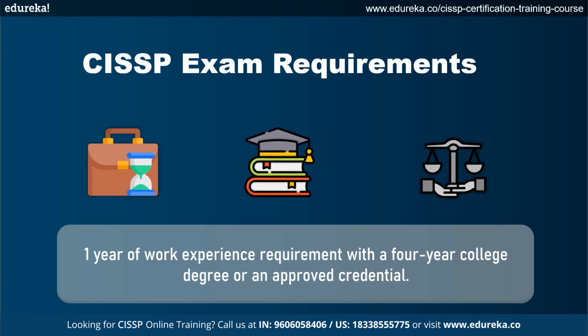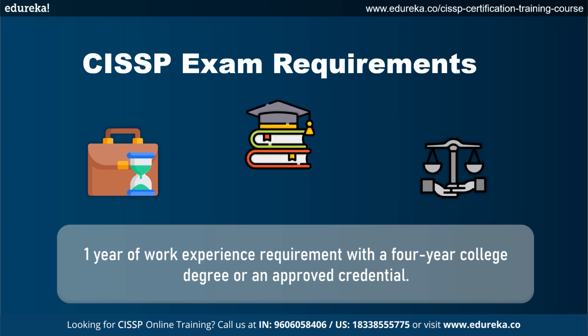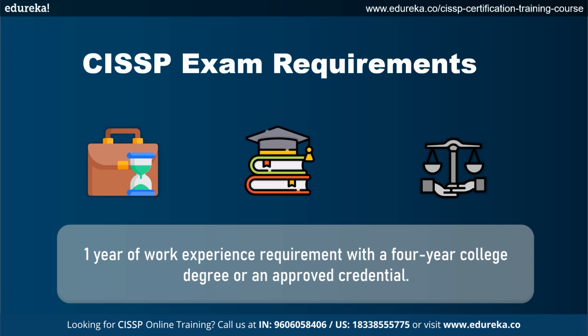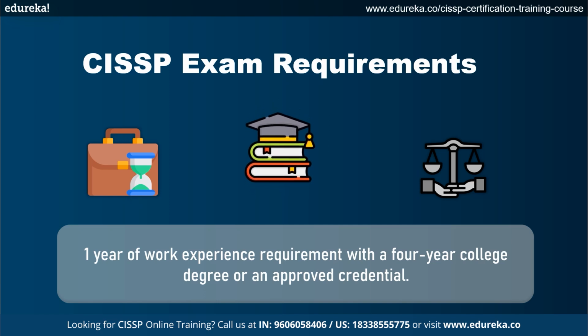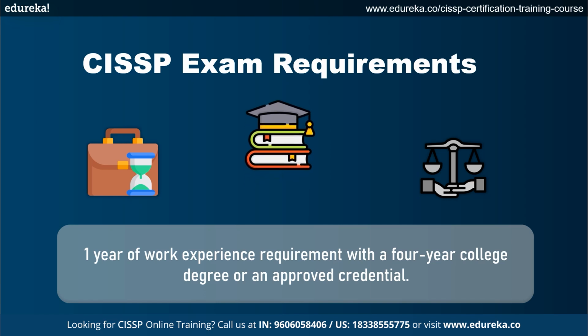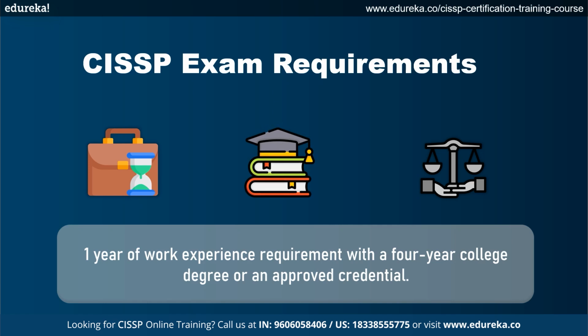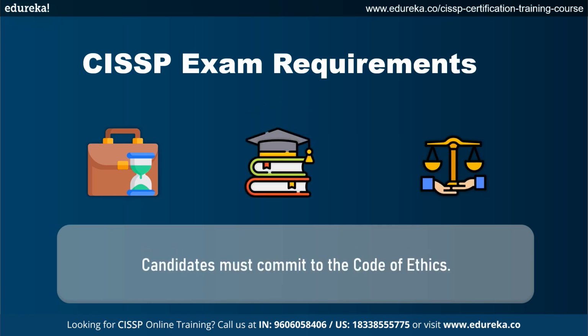Next is endorsement. After passing the CISSP exam, you will need to have a current ISC Square certified professional vouch for your professional experience. So, the endorser needs to be someone who knows the candidate's work history and can vouch for their professional competence and qualification. Next is the code of ethics. Candidates must agree to adhere to the code of ethics which requires acting in a responsible and ethical manner, protecting the confidentiality, integrity and availability of information assets and promoting the profession of information security.